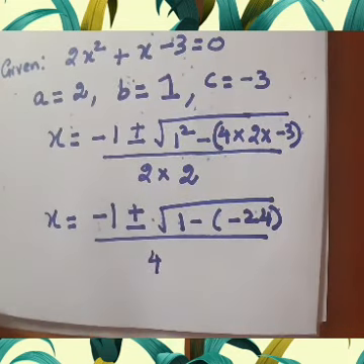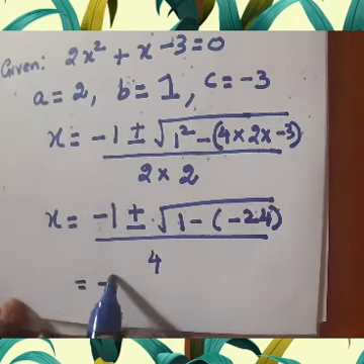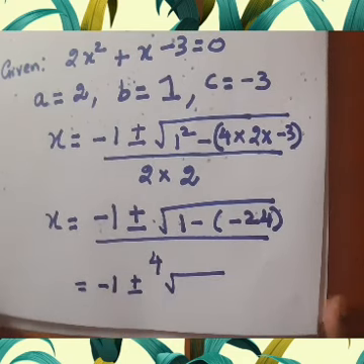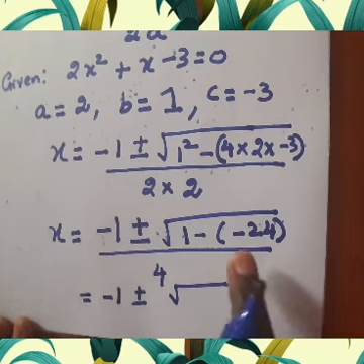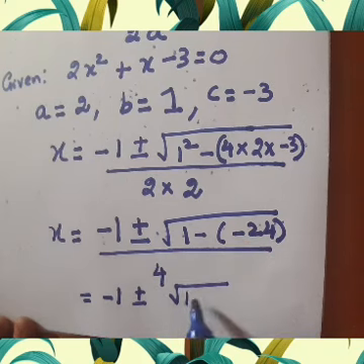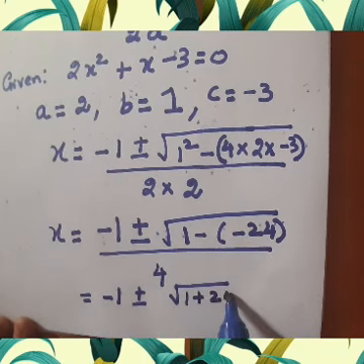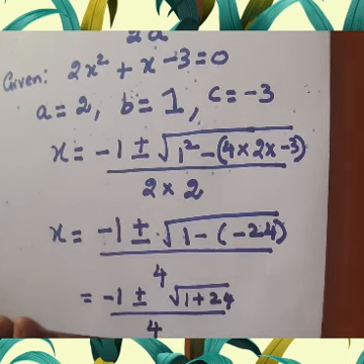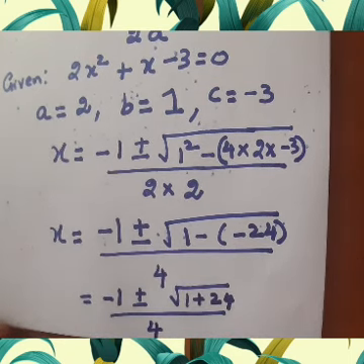Which is equal to minus 1 plus or minus square root of. See here you have a negative sign. So when I remove the bracket, negative and negative will become positive. So it is 1 plus 24, the whole term divided by 4. Any corrections?